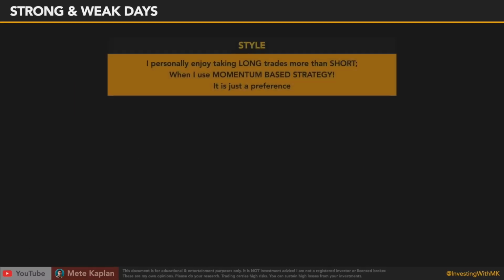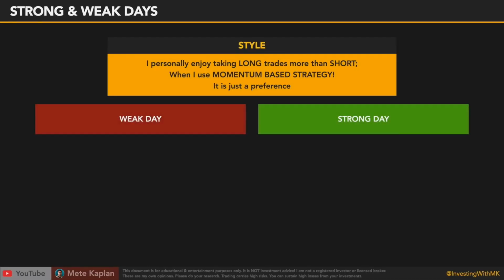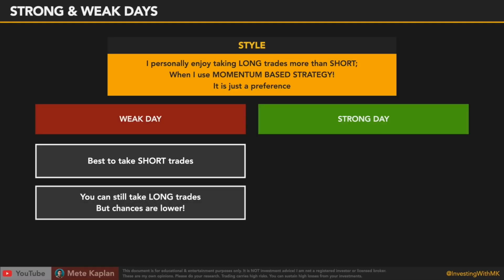Personally, I enjoy taking long trades when I trade momentum-based strategies. It is my preference, nothing special. So on a weak day, it is best to look for short trades. Just flip everything you have learned in the masterclass. That's it. Of course, you can still take long trades on the weak days if the setup is so good. But remember, you have a lower chance of winning the trade.